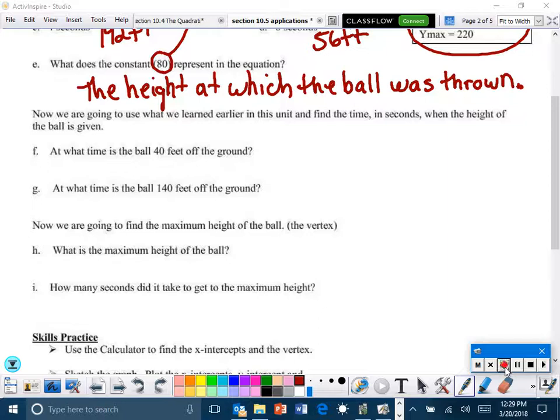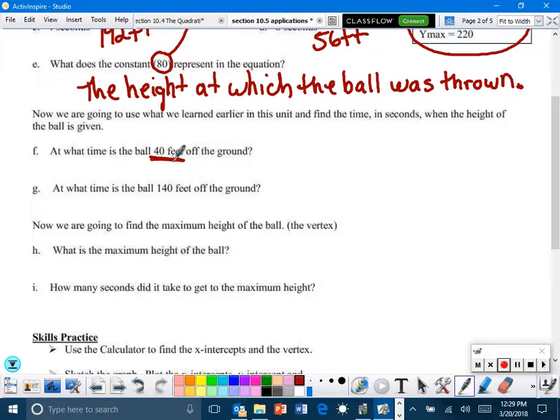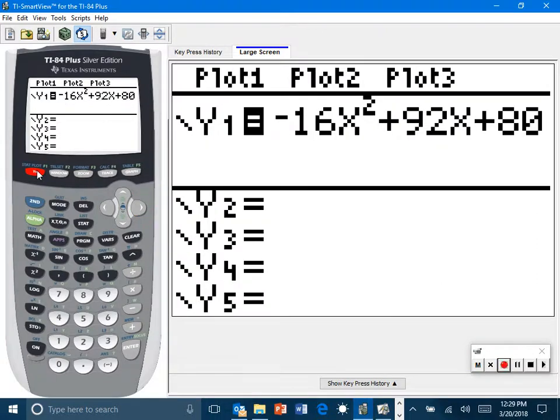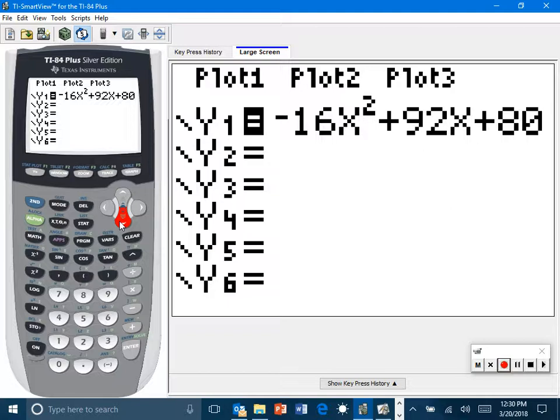Now we are going to use what we learned earlier in this unit and find the time in seconds when the height of the ball is given. So F, at what time is the ball 40 feet off the ground? What we're going to do is, in our y equals, in y2, we're going to put the 40. All right, so let's go to our y equals again. And let's go to the 40.